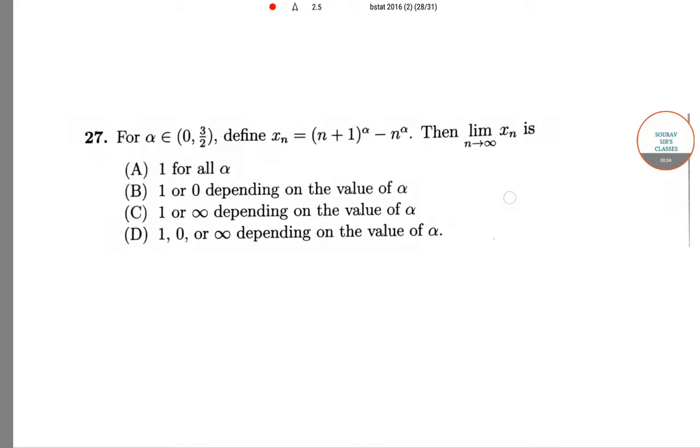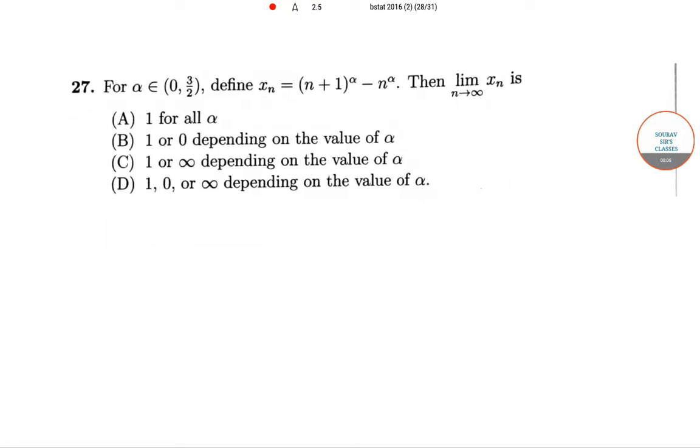Today we will be solving the ISI Bstat question paper from the year 2016. We will be starting with question number 27. In question number 27, it has been said for alpha belonging to the open interval 0 to 3 by 2, xn is defined as (n plus 1) to the power alpha minus n to the power alpha. In that case, we need to find the value of limit of xn as n tends to infinity.